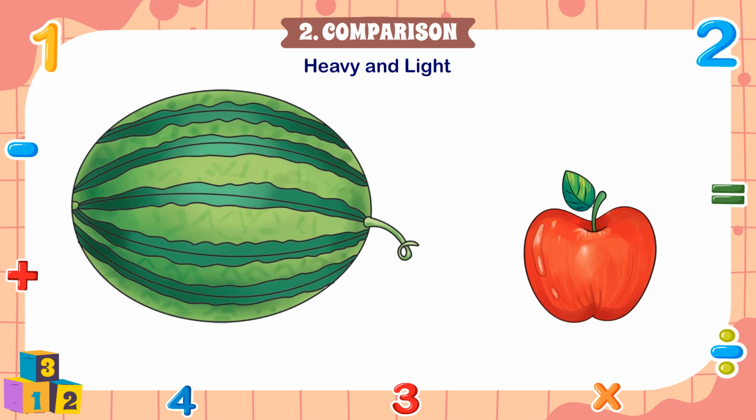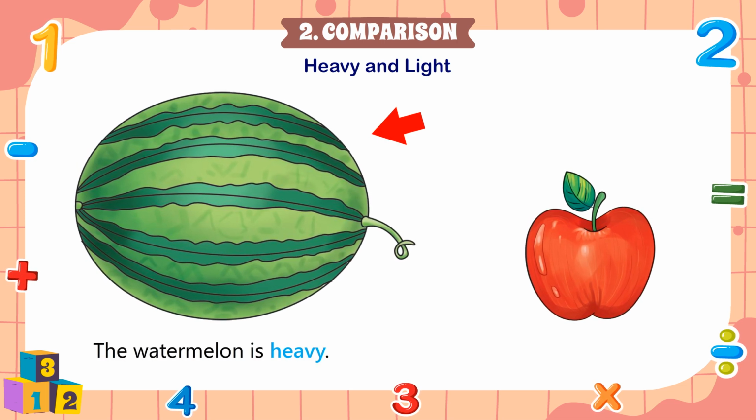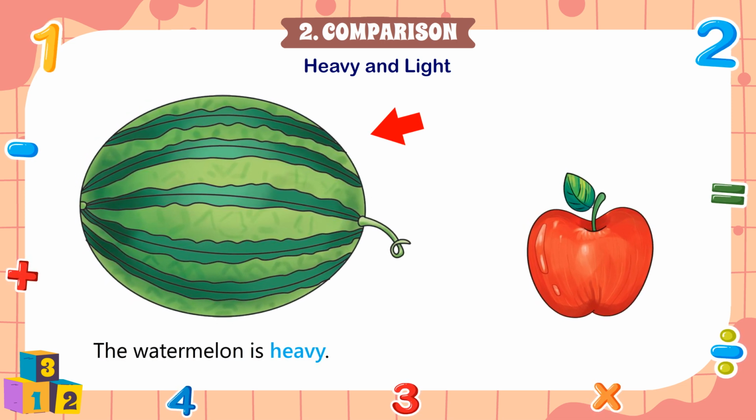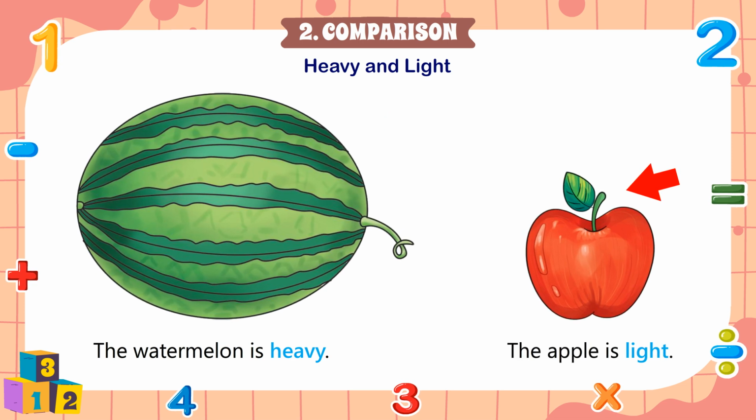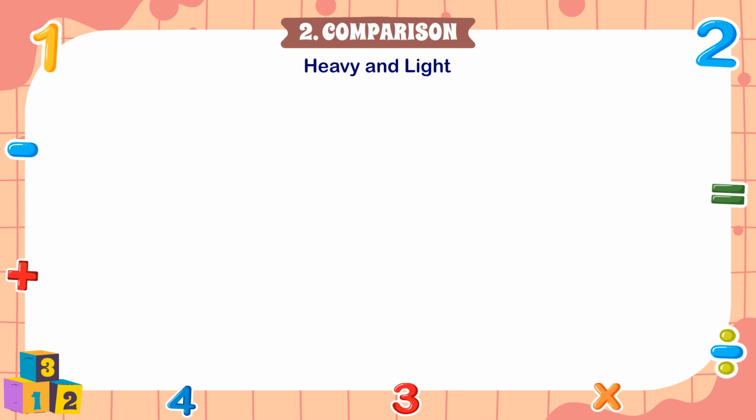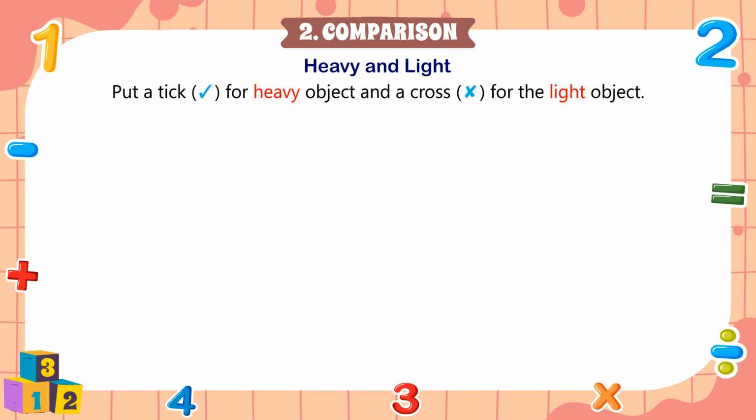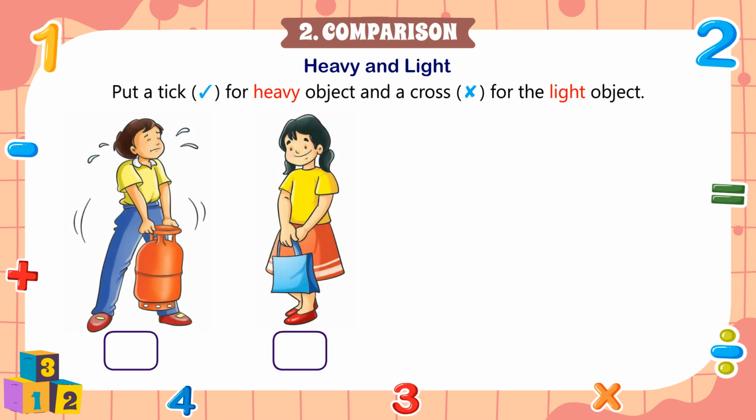Heavy and light. The watermelon is heavy. The apple is light. Now let's take the heavy object and cross the light one. Which of these objects is heavier? Yes, the cylinder is heavy, so we need to tick this box. The bat is light, so we need to cross this box.